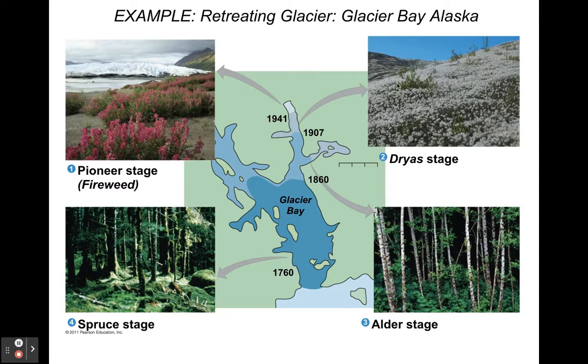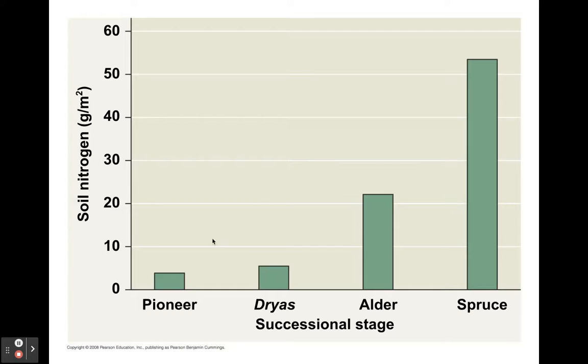And we can study the soil in these different stages and see that many of the nutrients, the pH, the nitrogen content, has also changed. So in the pioneer stage and dryas stage, nitrogen concentration is very low. But then as we move into the alder and spruce stage, the nitrogen concentration has increased significantly. So succession changes not just the living organisms that are found, but also some of the abiotic conditions of the environment as well.